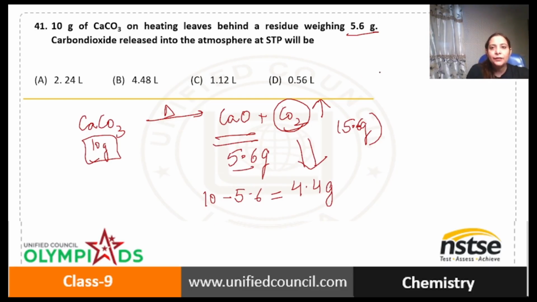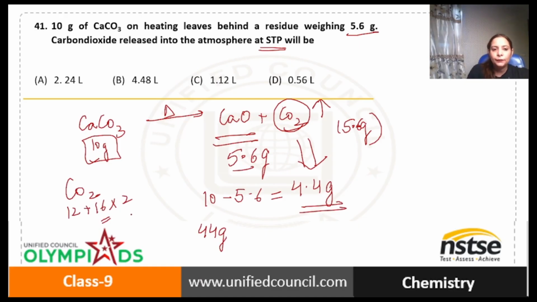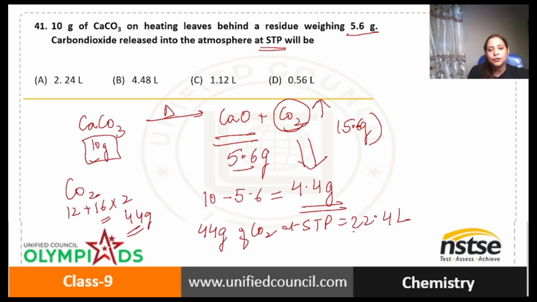That means now carbon dioxide released in the atmosphere at STP, we have to find the volume. How will we find the volume of this gas? So basically we know that the mass of carbon dioxide is 12 plus 16 into 2 comes out to be 44 grams. So one mole weighs 44 grams. So 44 grams of CO2 at STP occupies a volume of 22.4 liters. We know that these are the standard conditions of temperature and pressure, and volume exists as 22.4.